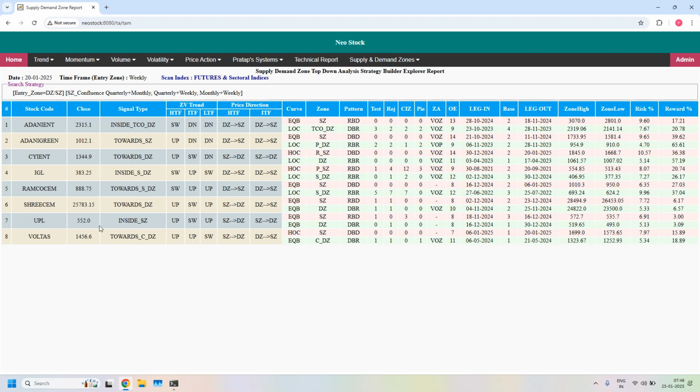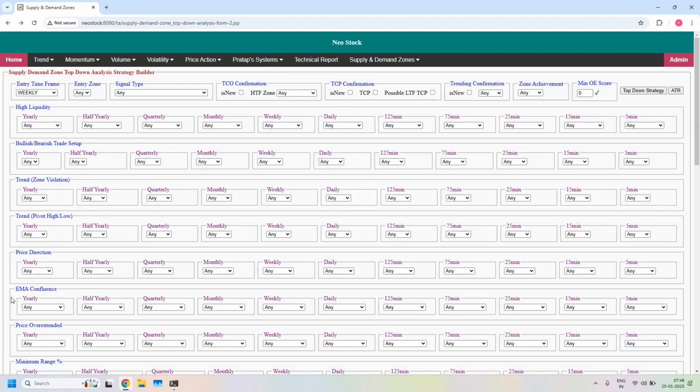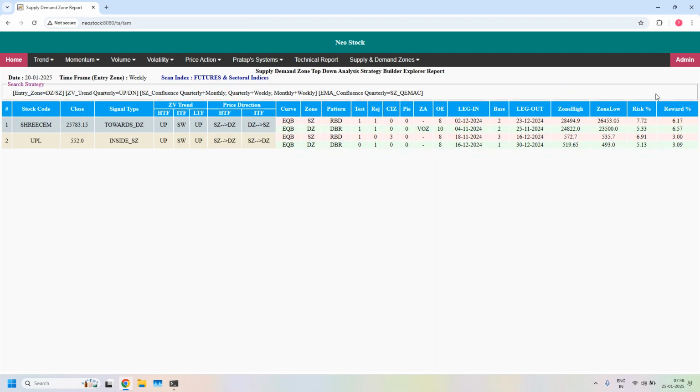Now, how many of these 8 stocks are having quarterly EMA confluence? Let's verify, because weekly is part of quarterly. So in the EMA confluence at quarterly time frame, quarterly supply zone having quarterly EMA confluence, and trend on quarterly time frame should not be sideways. It can be up or down. So finally we got 2 stocks. These are some high probability setup zones. So this is about the weekly time frame.